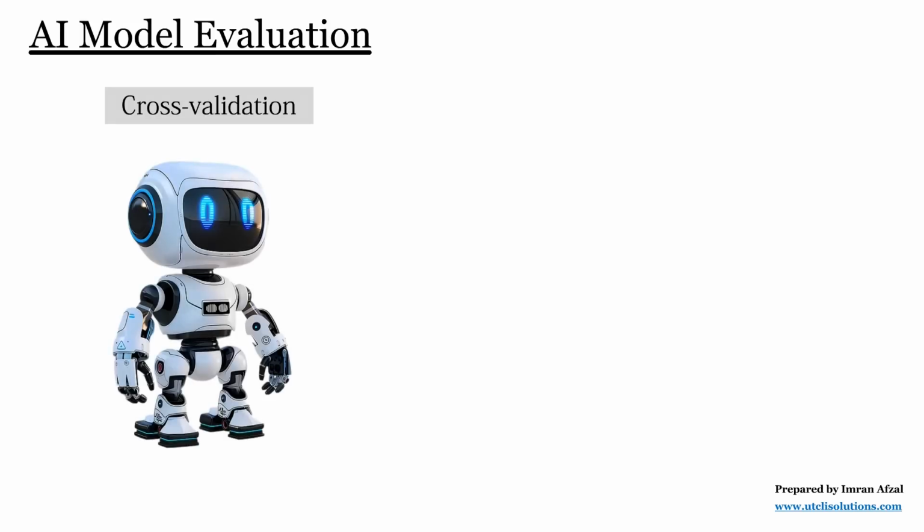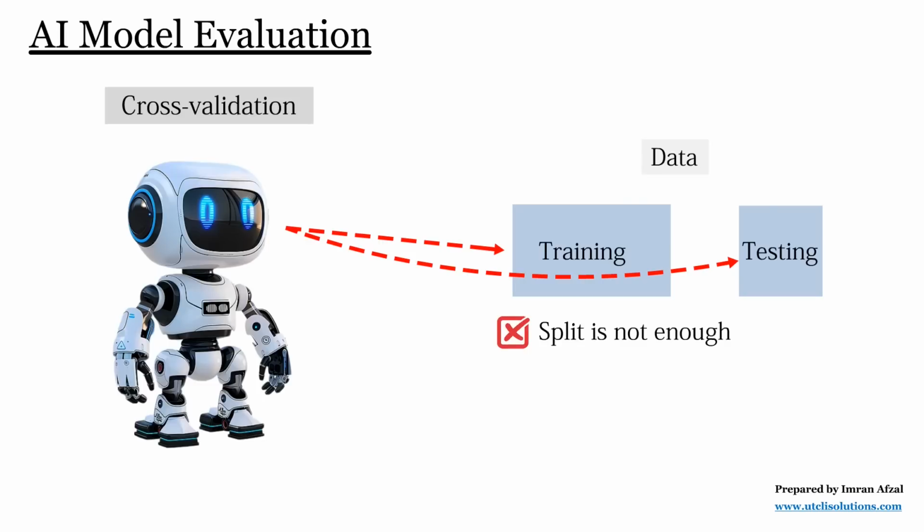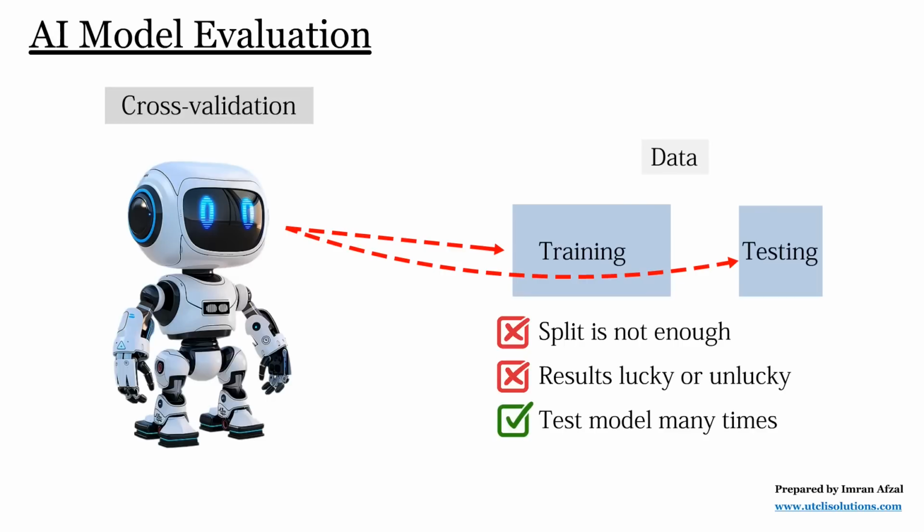Now let's talk about cross-validation. This is a method to test the model in a smart way. Normally, we split our data into two parts, training and testing. We train the model on one part and test it on the other. But sometimes this split is not enough. The results may be lucky or unlucky depending on how we split the data. Cross-validation solves this by testing the model many times with different parts of the data.